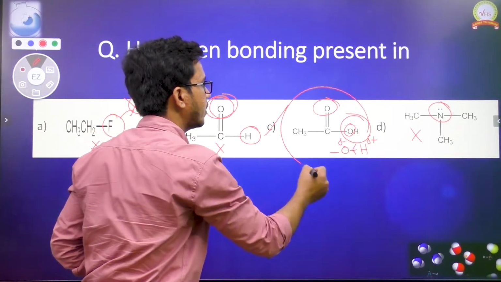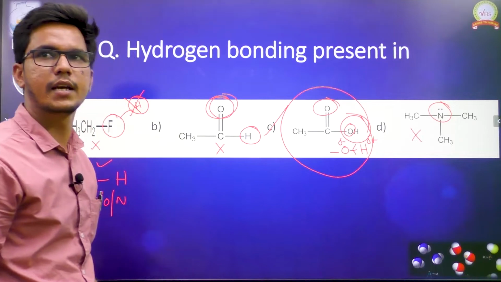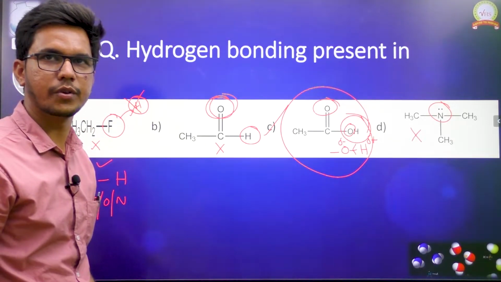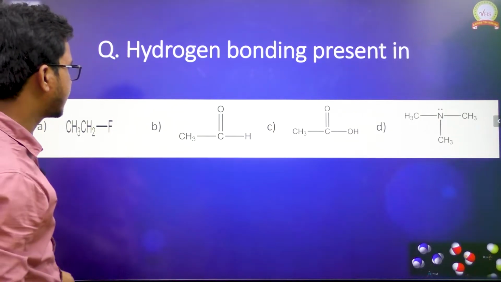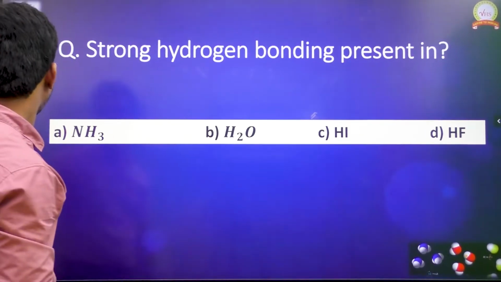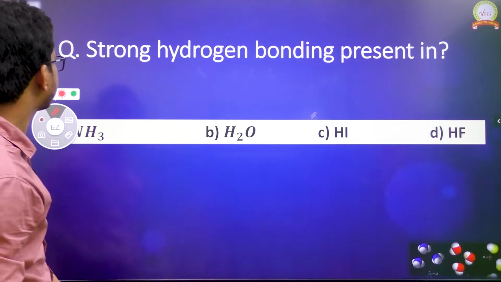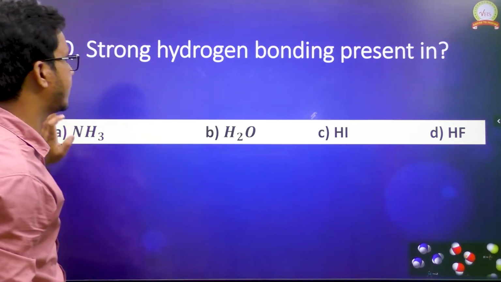The third molecule, the ethanoic acid, is only going to form the hydrogen bonding over there. Okay. Now let us take the next example. Let us take the next question here. What is this? The strong hydrogen bonding present in.